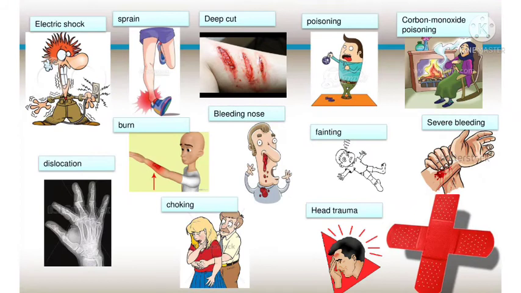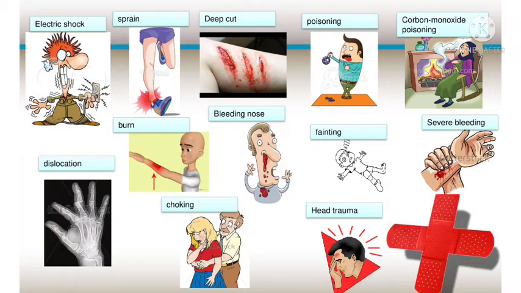Now, students, look at this picture. There are different kinds of injuries like electric shock. These are the stages of discomfort, right? Like burn, bleeding nose, cuts, fainting, head trauma. So there are a number of problems we face in our day-to-day life, right? Sometimes these situations become so severe that we need to take care.